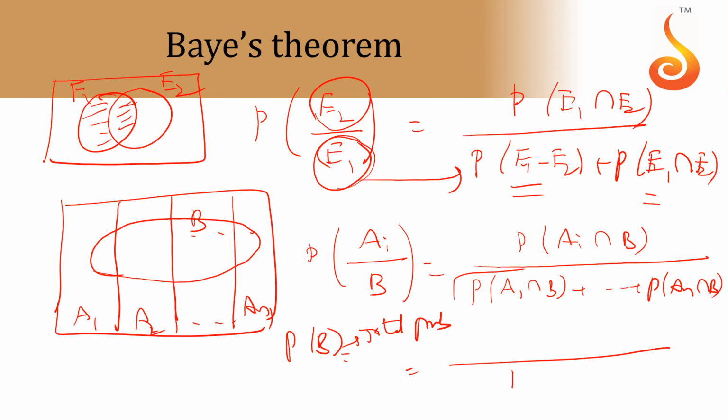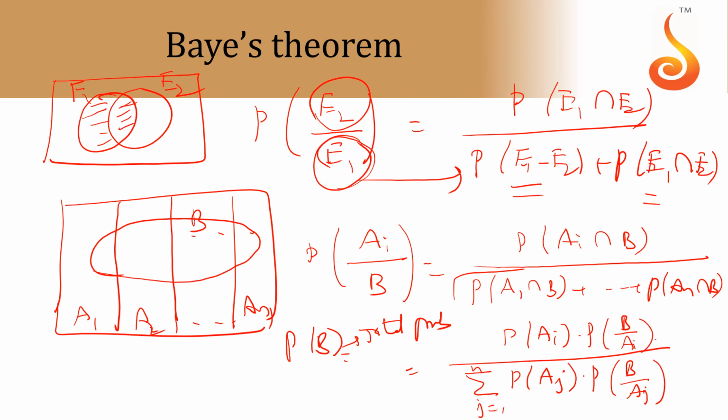So can I say it is nothing but P of Aj into P of B given Aj. See, now you got it, this was my question actually, P of B given Aj, summation of this where j equal to 1 to n. In that our requirement, P of Ai into P of B given Ai, will go to the numerator. So this is Bayes theorem.